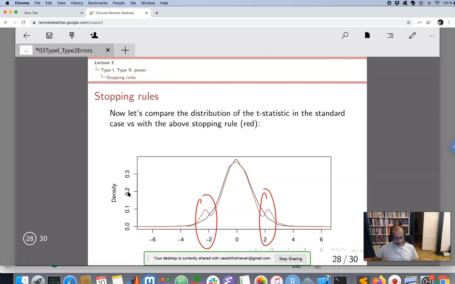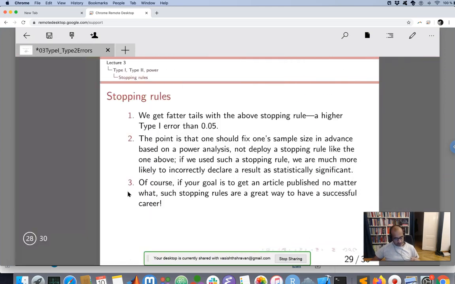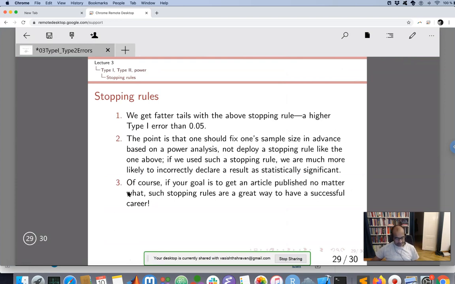Okay, so this is a very, very bad practice of running the experiment till you get significant effects. Okay, so that's something you should never do, right? So how to proceed? What's the right thing to do? The right thing to do is to figure out your sample size in advance through power analysis, and then run your experiment till you reach that sample size.